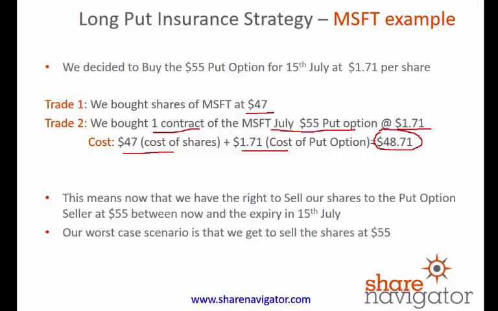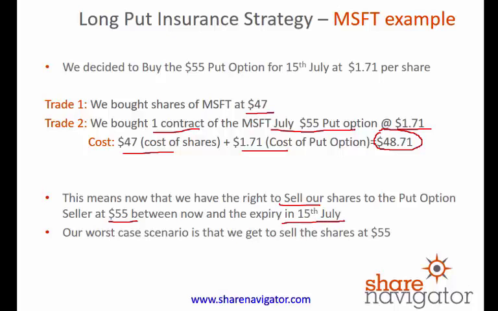But you've got to weigh up whether you would prefer to insure your stock position or take the risk of share prices falling. That's a decision only you can make. So what does that mean? It means now that we have the right to sell our shares to the put option seller at $55 between now and the expiry on July the 15th. That's the plus side for us.